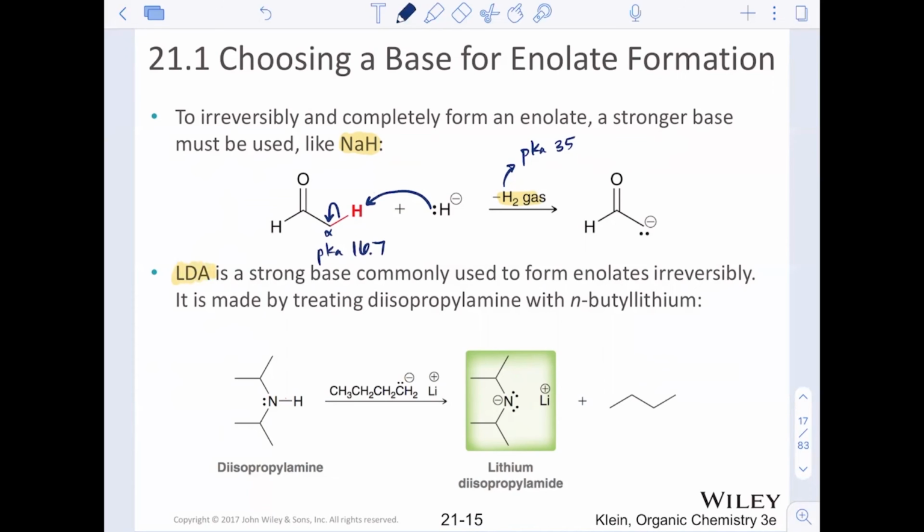LDA, lithium diisopropylamide, is also really, really good. Now, how LDA is formed is by treatment of diisopropylamine. This proton right here gets deprotonated with butyl lithium. And this beautiful LDA structure is what can go into reactions as a very strong base. Why is it a great base? It's large, so it doesn't want to substitute. And it is a nitrogen with a negative charge. It is very, very reactive.